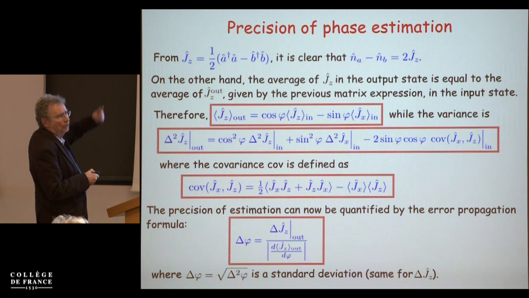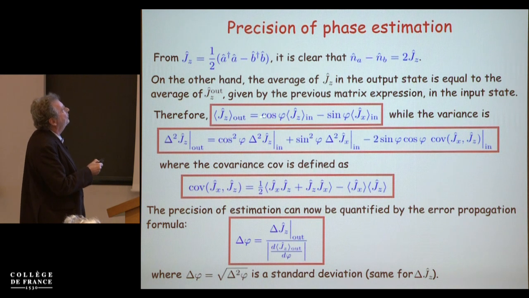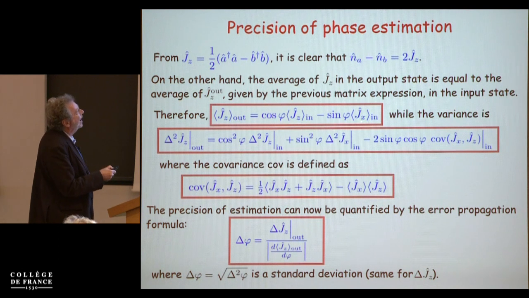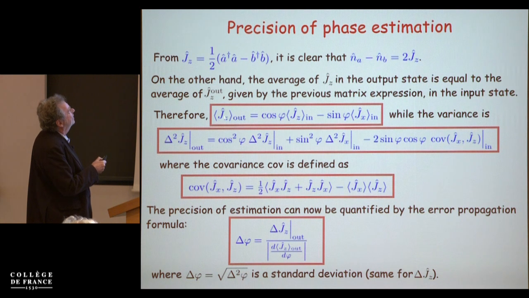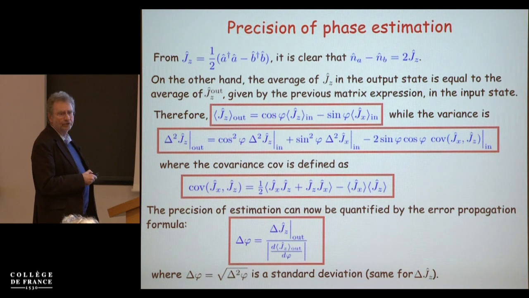Okay, because now we go to the Schrödinger picture, if you want. So we can write that the average of Jz in the outgoing state is equal to the average of Jz out in the incoming state, and that's equal to this expression here. Okay? So you see here just the rotation around the y-axis. The z component of the angular momentum for the outgoing field is a combination of the incoming z component and the incoming x component, and that's just a rotation around the y-axis.